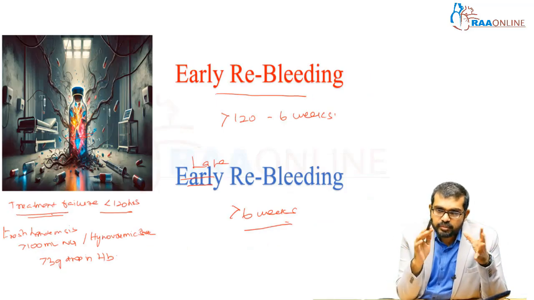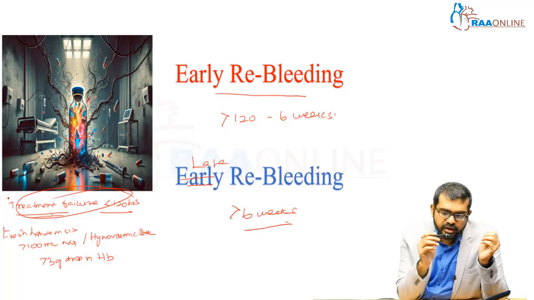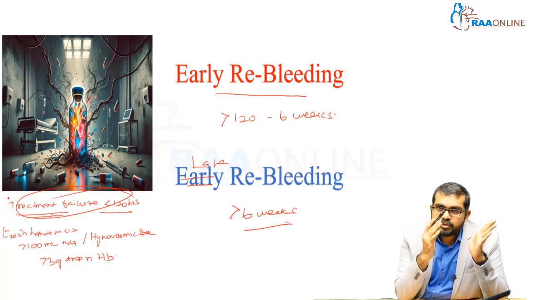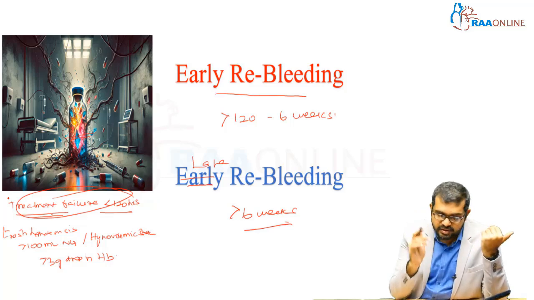Treatment failure is nothing but after initial hemostasis within that 120 hours time frame, when there is a fresh hematemesis, more than 100 ml of fresh NG aspirate of blood, presence of hypovolemic shock, more than 3 gram drop in hemoglobin, then that is something called treatment failure. What is early rebleeding? What is late rebleeding? Early rebleeding is somewhere between 120 hours to 6 weeks. Late rebleeding is more than 6 weeks.